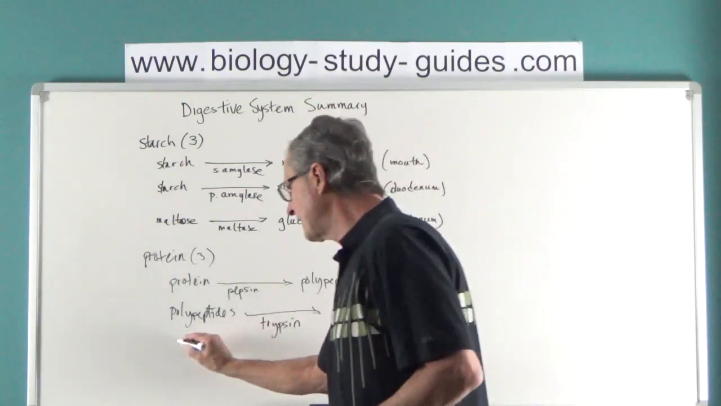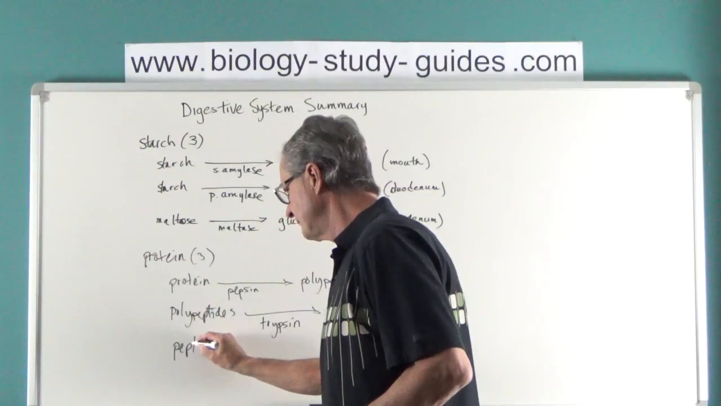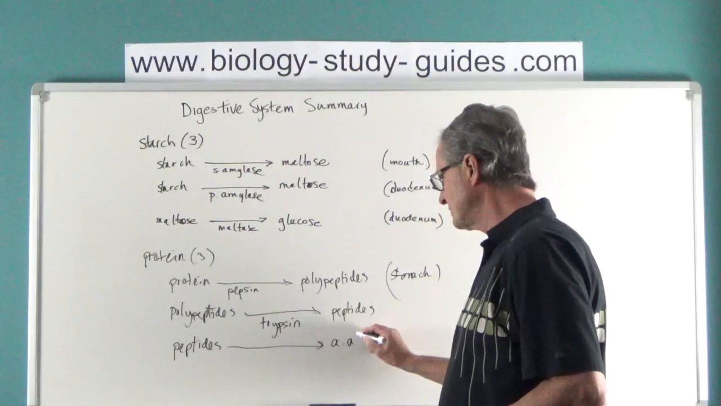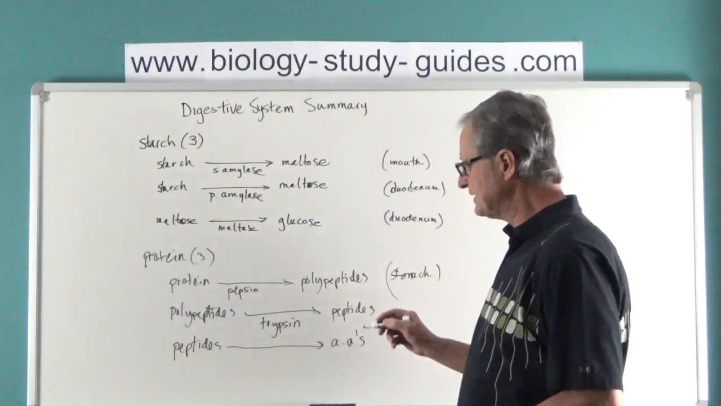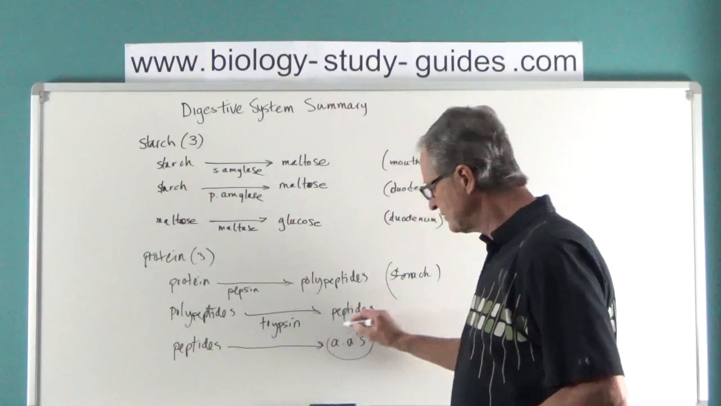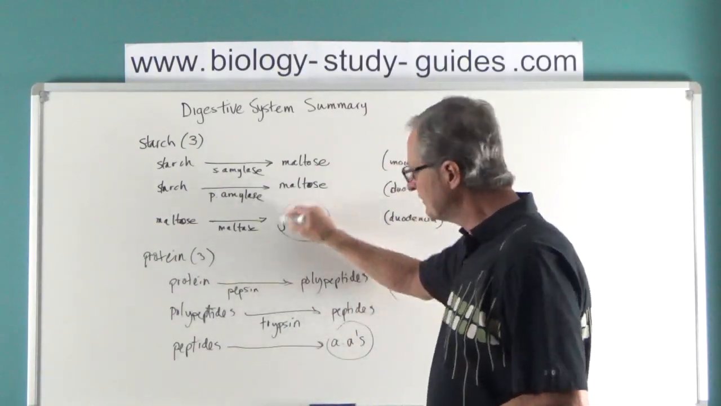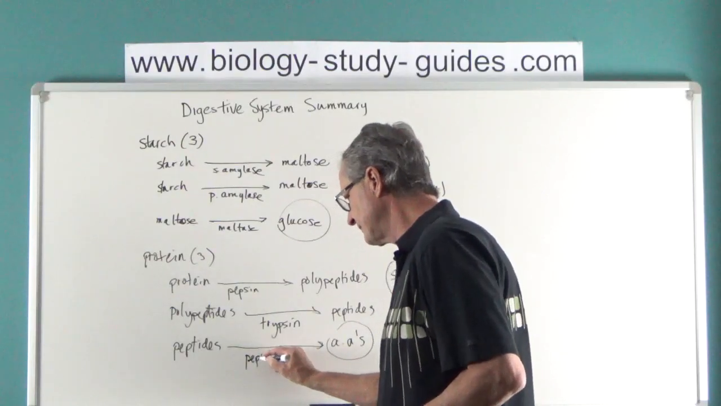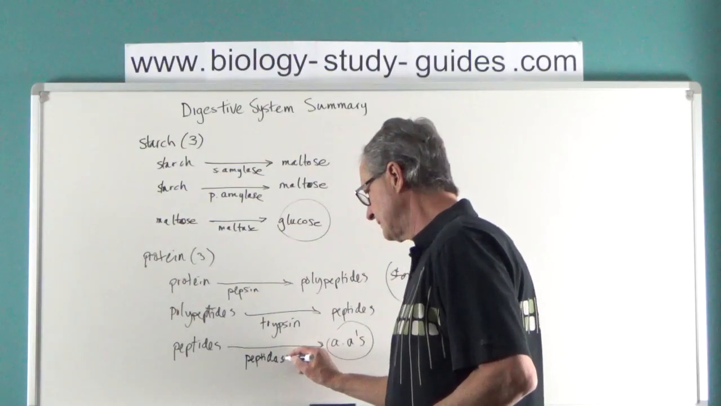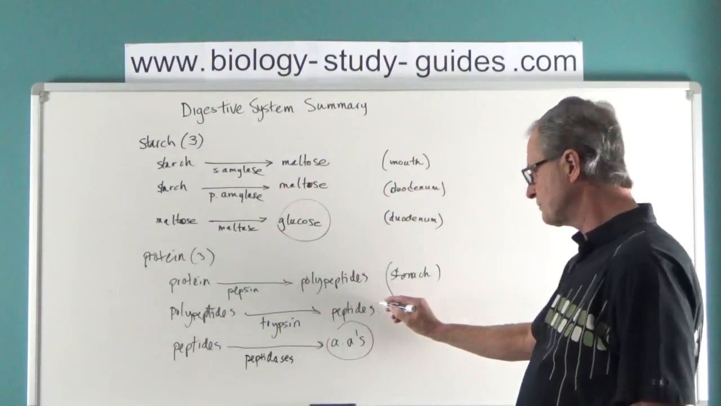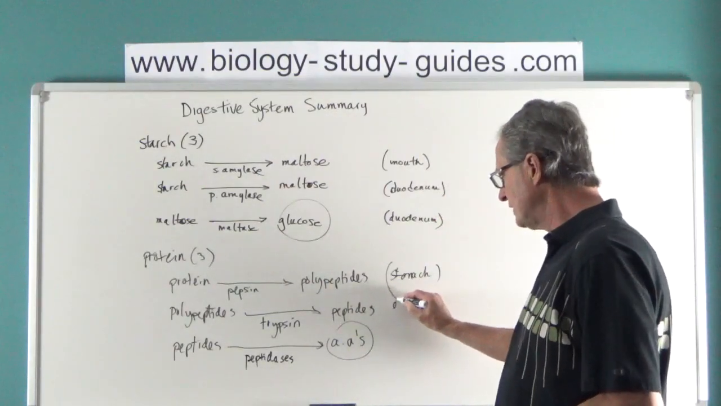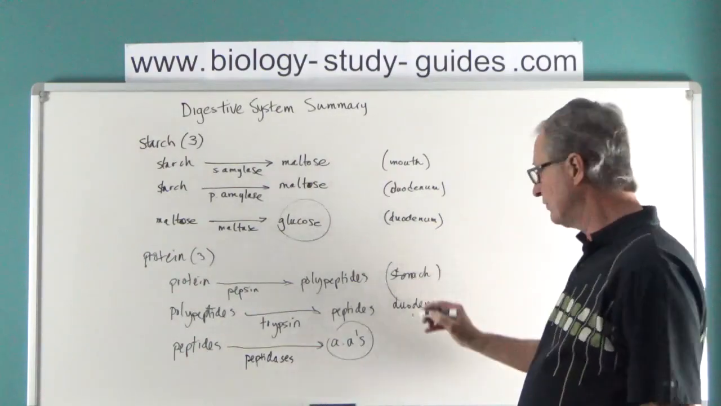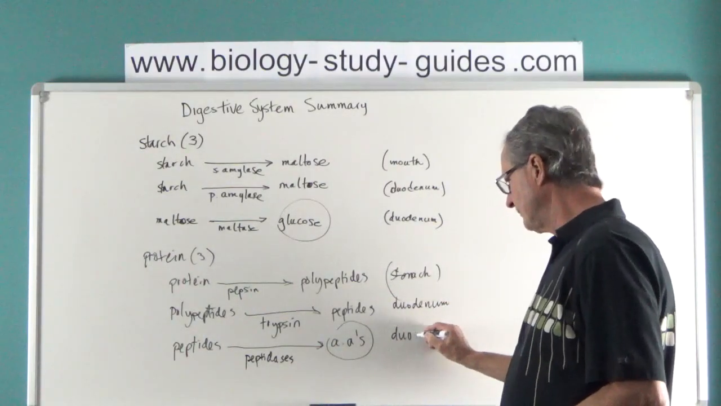And then the peptides have to be broken apart. And they get broken into individual amino acids. And that ends the digestion of protein. Amino acids are small enough to be absorbed. Glucose up here is small enough to be absorbed. These are peptidases, these enzymes. Just to finish this process here occurs in the duodenum at a pH of around 8.3. This also occurs in the duodenum.